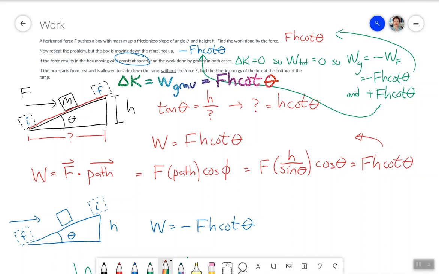And if you're thinking to yourself, what the heck is going on in this problem? Is everything just F h cotangent theta? Think about this for a while. Think about what we're saying here, and then stay tuned, because we're going to start talking about the work done by gravity, and we're going to use this result in the next problem. I love this pen. All right, stay tuned.